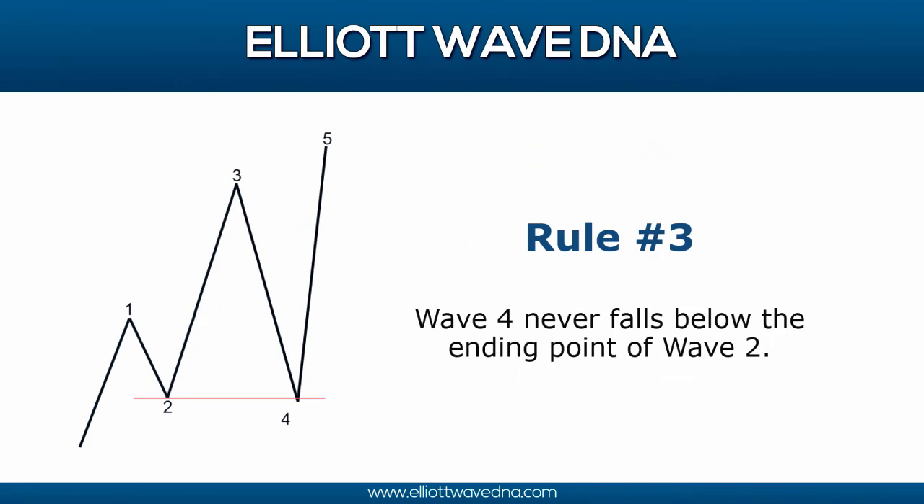Rule number 3 is different. Since we know that wave 4 can enter the territory of wave 2 and usually does that, we need to add one more rule that will help us to separate a leading diagonal from some sort of a correction. So we are going to say like this: wave 4 never falls below the ending point of wave 2. So after a strong spike higher in wave 3 and a test of the territory of wave 2, we are going to watch that starting point as our short-term invalidation point. But again, we just have 3 rules to follow, and that's all.